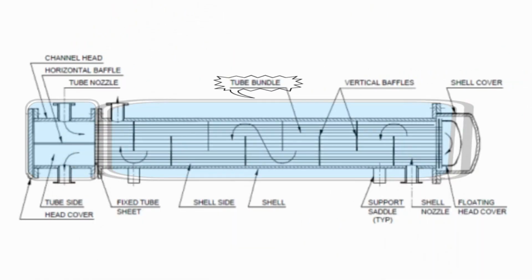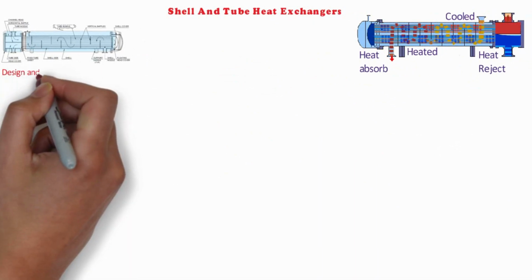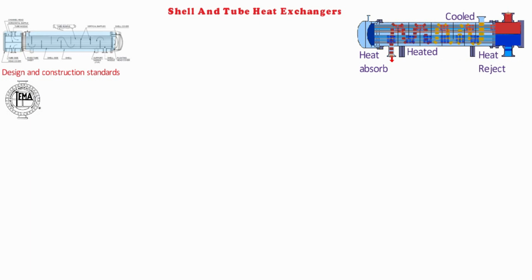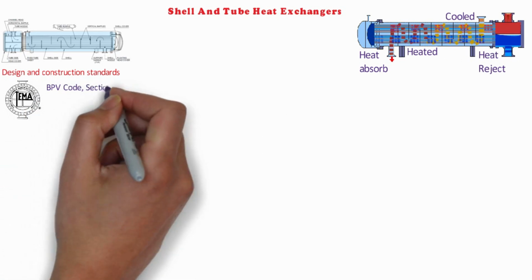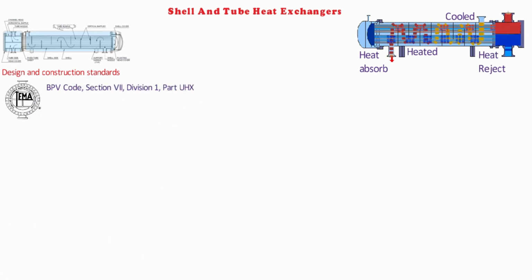This side of the exchanger is called the channel side and the other side of the exchanger is known as the shell side. In a previous video, we have already seen many types of front and rear heads of exchangers. I'll link the video below in the description box, or you can see the tag in the suggested column somewhere on the screen, so you can go check it out. Now, design and construction standards used for heat exchangers are Tubular Exchanger Manufacturers Association, that is TEMA, and ASME Boiler and Pressure Vessel Code Section 8 Division 1 Part UHX.